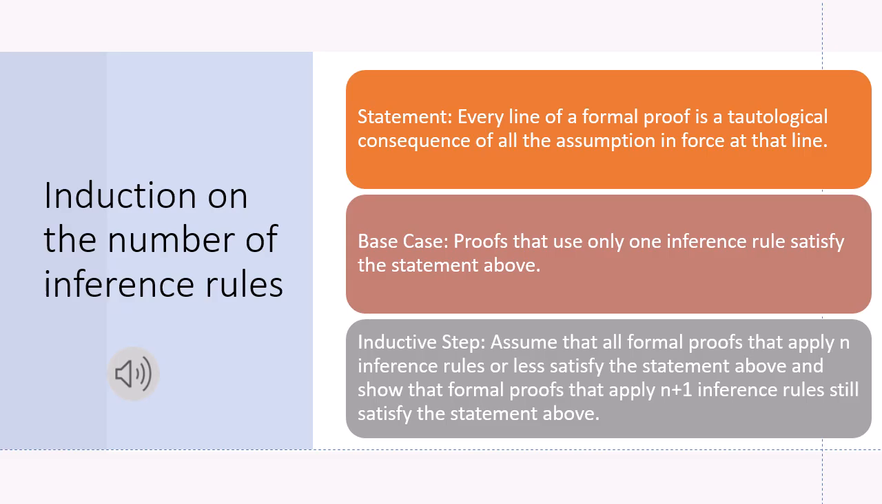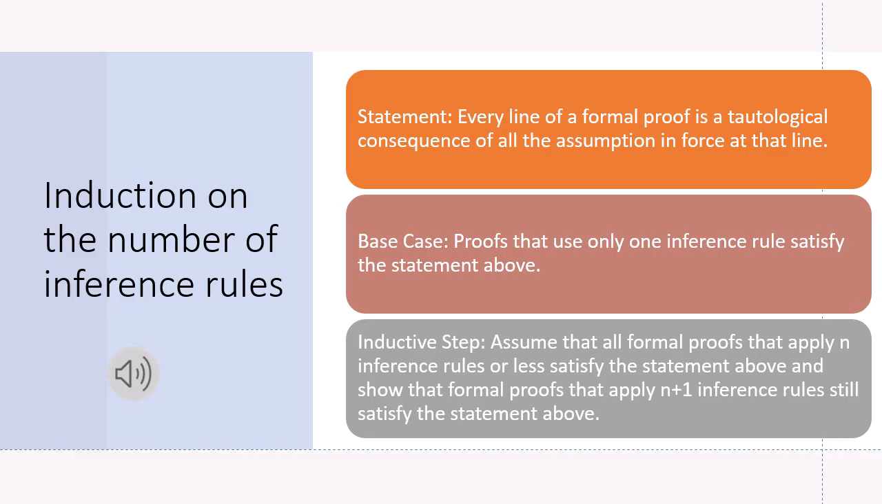And in the base case, we consider proofs that only use one inference rule. And we show that they satisfy this statement, that every line is a tautological consequence of all the assumptions in force at that line. And it'll be fairly straightforward because we just have to think about maybe one rule that we could apply and verify that indeed we end up with a tautological consequence. Okay, so those are proofs that have just one inference rule applied to them.